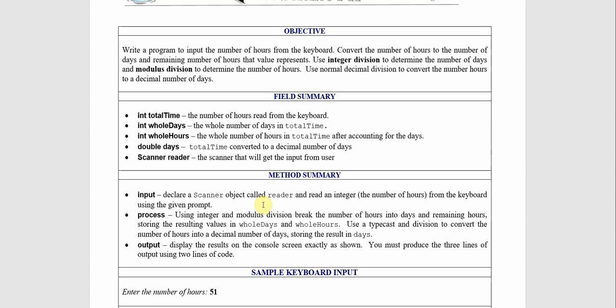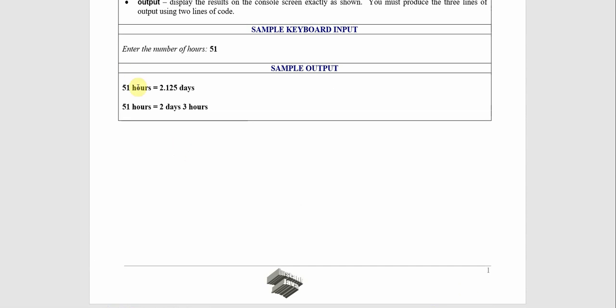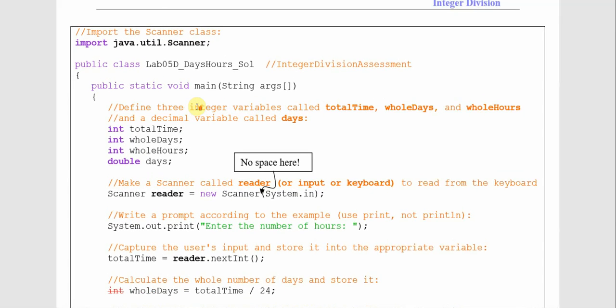Okay, I'm going to go over one of the versions of the integer division assessment. And so here's the instructions page. You were expected to make these variables with these names, just for the record. I'm just going to skip to the code, frankly, except you were also expected to make this prompt and then this output. So look at this.